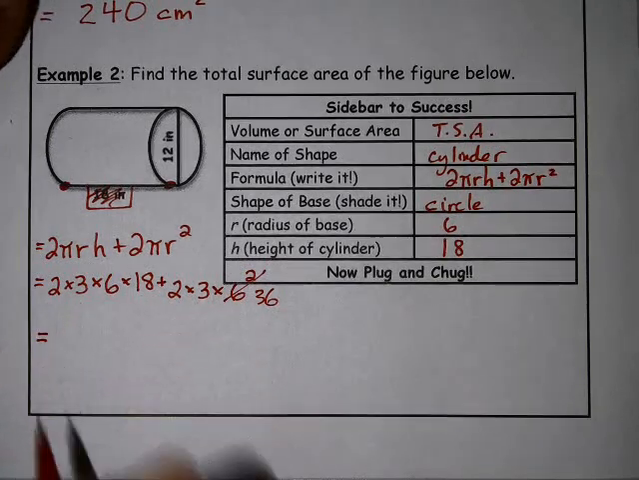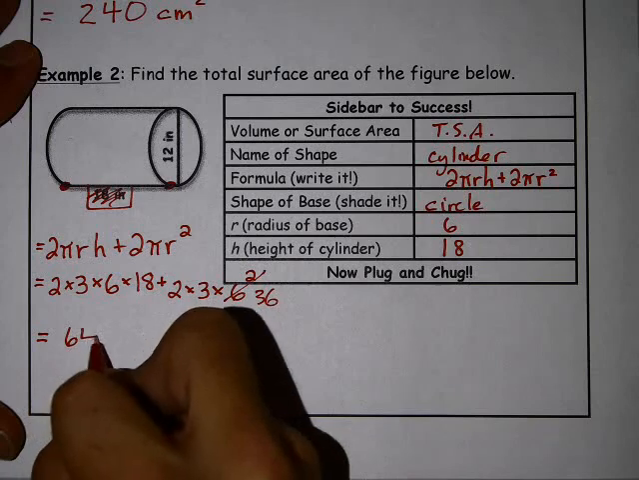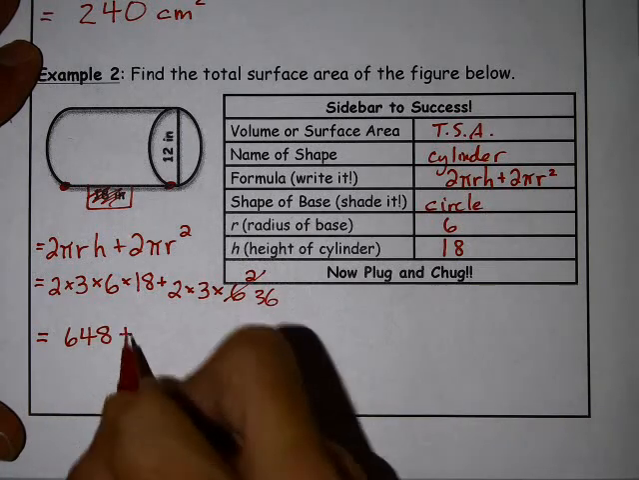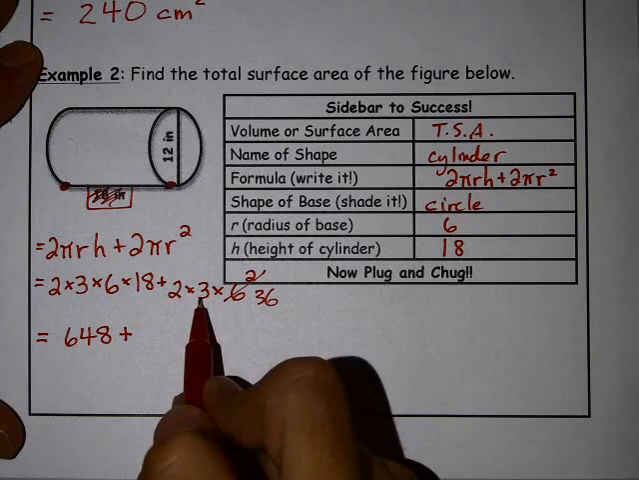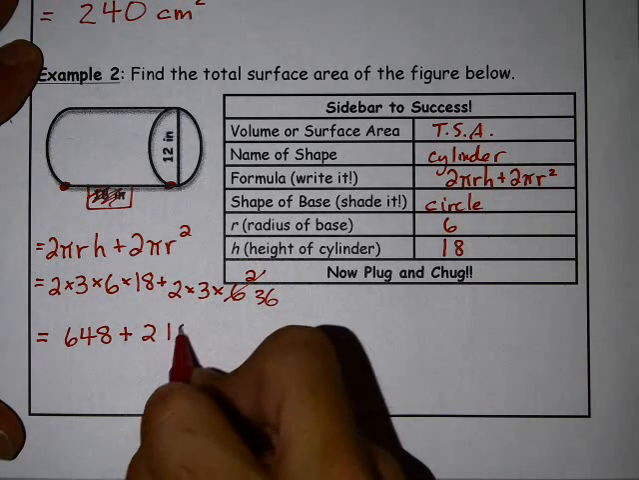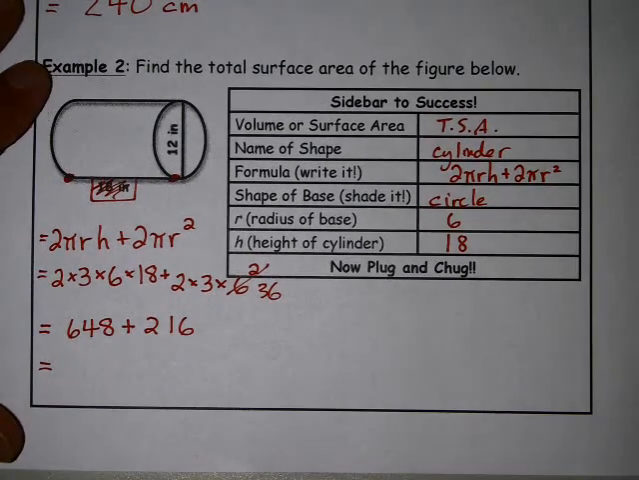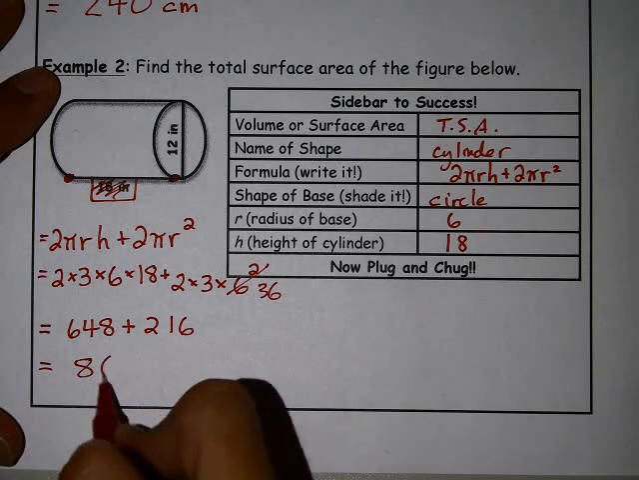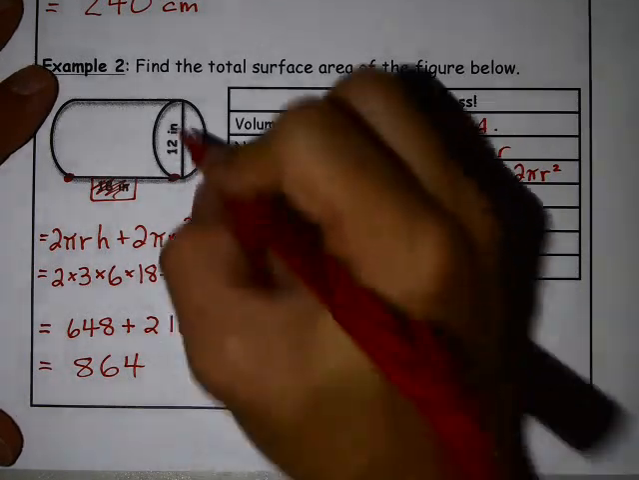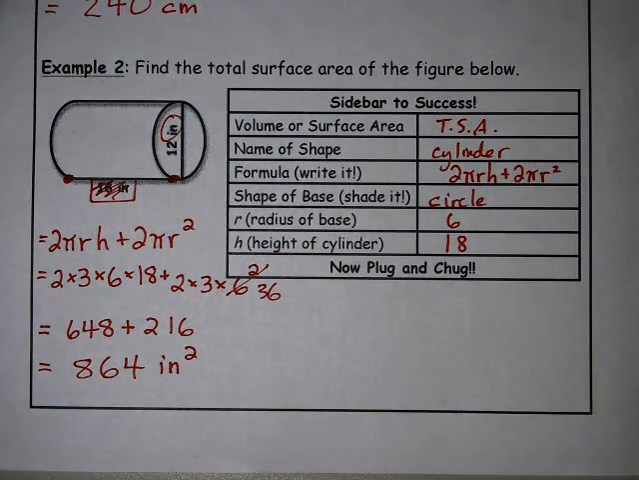So 2 times 3 is 6. 6 times 6 is 36. And 36 times 18 gives us an answer of 648. Plus 2 times 3 is 6. 6 times 36, although normally you would do some math to solve that, I'm going to do it for you, is 216. And now all I have to do is add those two numbers together, which gives me an answer of 864. We're dealing with inches, we're talking about area, so it's 864 square inches.